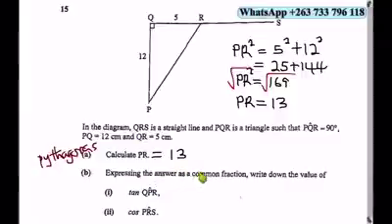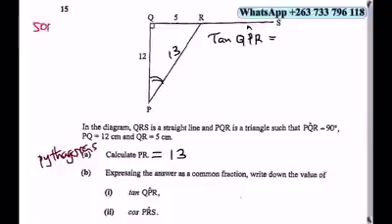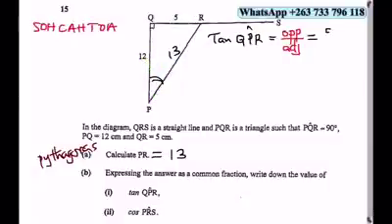In part B, expressing the answer as a common fraction, write down the value of tan of angle QPR. So we use SOHCAHTOA. Sine is equal to opposite over hypotenuse, cos is equal to adjacent over hypotenuse, tan is equal to opposite over adjacent. Since the answer requires the tangent, we are going to use this. So it's opposite over adjacent. My opposite to this angle is 5, then adjacent to this angle is 12. So this is 5 over 12.